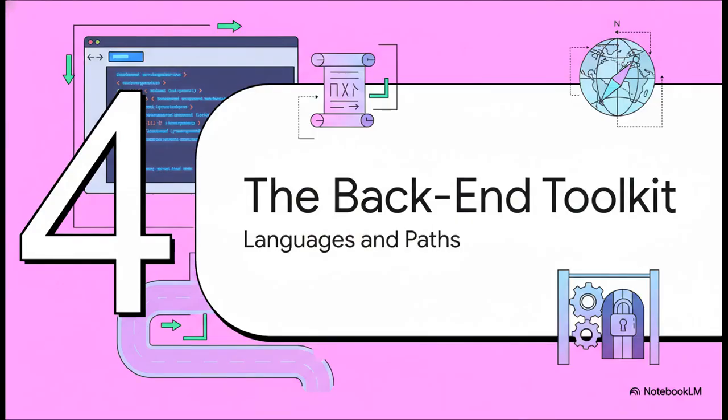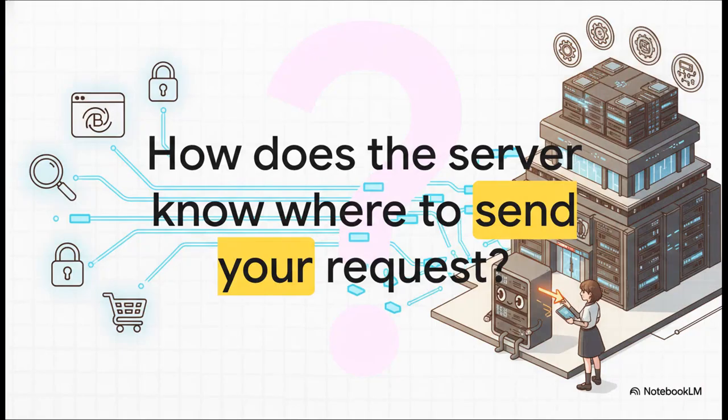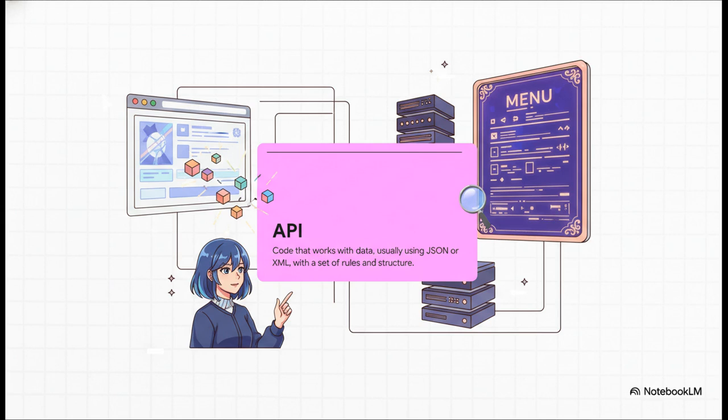So how on earth do developers build these incredibly complex systems? Well, it's not magic, it's engineering. They have a whole toolkit of specialized languages, frameworks, and a super important concept called an API. And this brings us to a really crucial question. When you do something on the website, our storefront, how does the massive back-end server, our warehouse, know exactly what to do with your request? Well, the answer starts with something called an API, or Application Programming Interface.